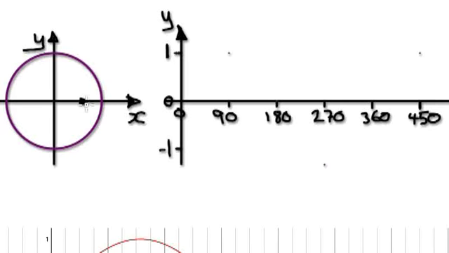When you increase theta, it goes in this direction. But when you have minus theta, it's going the other way. So theta being 30 would be around here. This is 30. Minus 30 would be around here. So this here is minus 30.